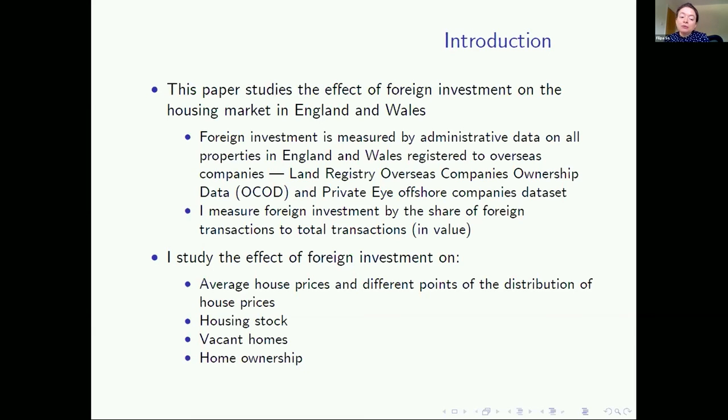And I will look at different outcome variables. I'm going to look at the effect of foreign investment on average house prices and also at different points in the distribution of house prices. I'm interested in seeing whether there's only an effect on the most expensive homes or whether you actually see a trickle-down effect to average homes and cheaper homes. I will also be looking at the effect on the housing stock, on vacant homes and on home ownership rates. So these are my outcome variables.